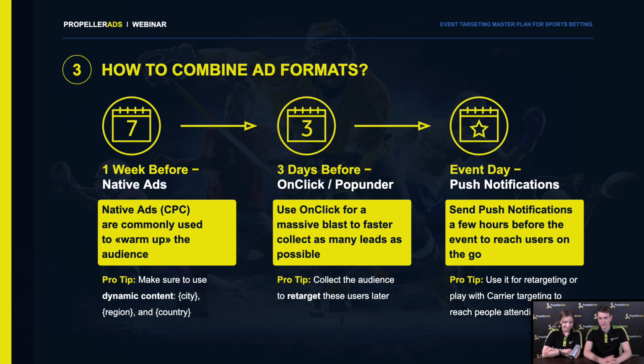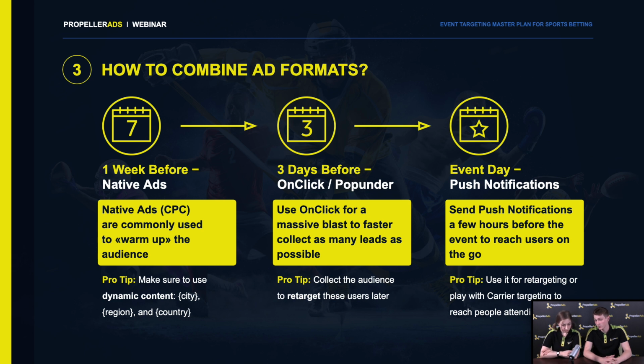So how to combine them? Well, 1 week before you can use the native format using CPC. This will warm the audience to the event, and don't forget to use dynamic content so that you can target by macros, cities, regions, and countries. Those are 3 that are being used on both formats, native and push notifications.